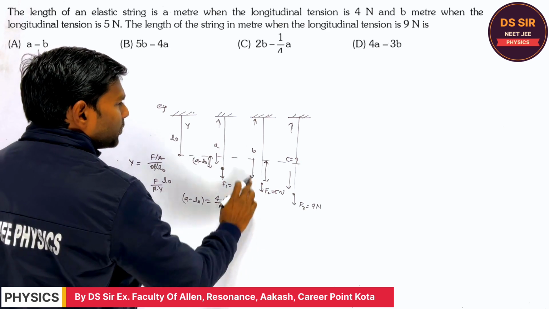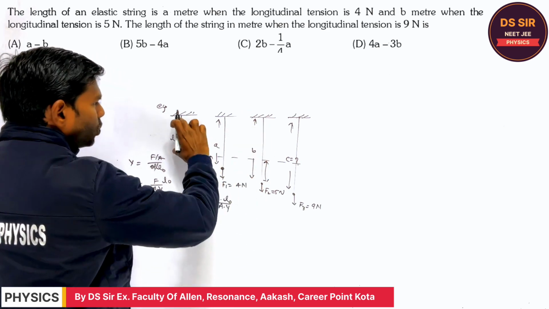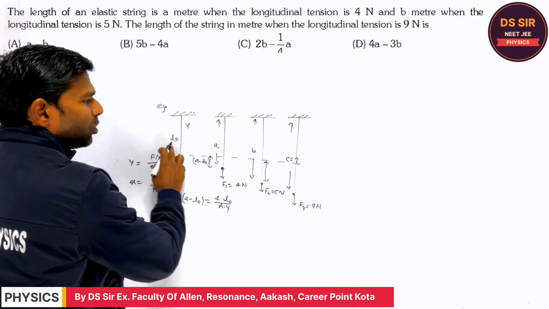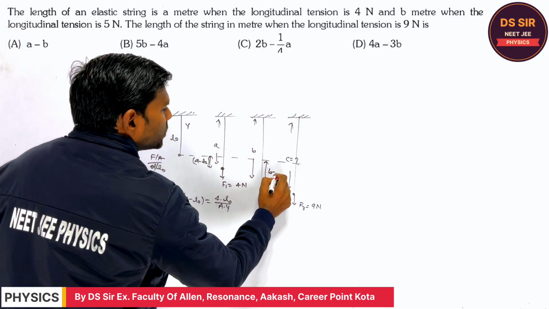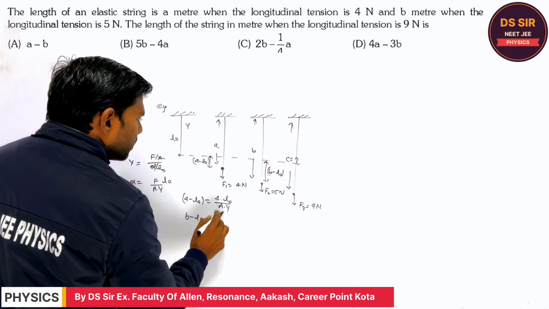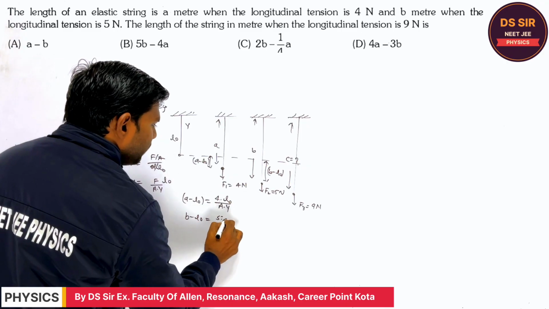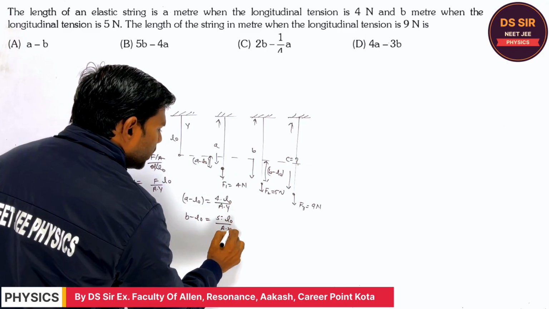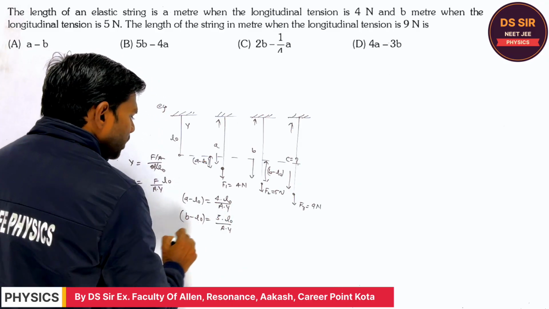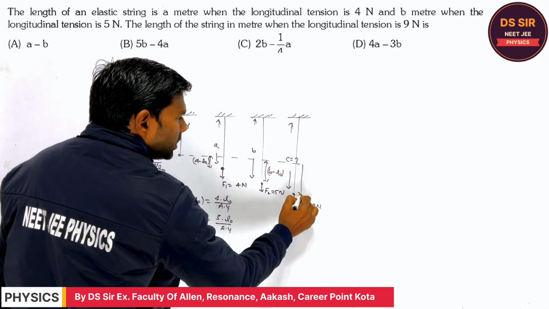Extra length. The total length is B, and the original length is L0. So what is the elongation? It is B minus L0. When the force of 5 Newton is applied, B minus L0 equals 5 upon L0 into A into Y. Is it clear or not? Fine. Now the elongation is what?